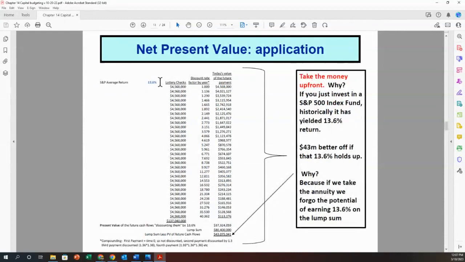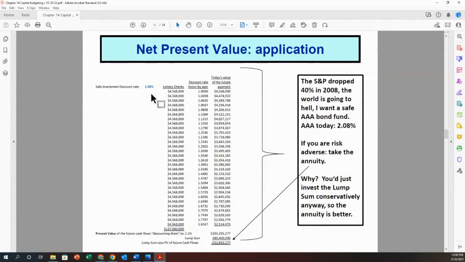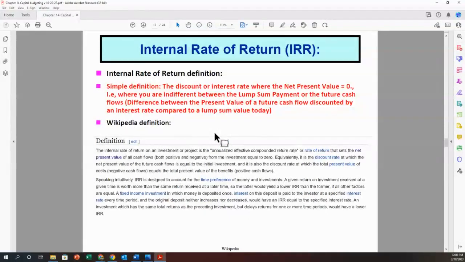So here, our discount rate was high. We want the money up front. Here, our discount rate was low. We want the annuity. There is a discount rate where we're indifferent between the annuity or the lump sum payment, and that's what the lottery is kind of based on. So that discount rate where you're indifferent between the two, where the net present value equals zero, is called the internal rate of return. It is a surrogate for return on investment.